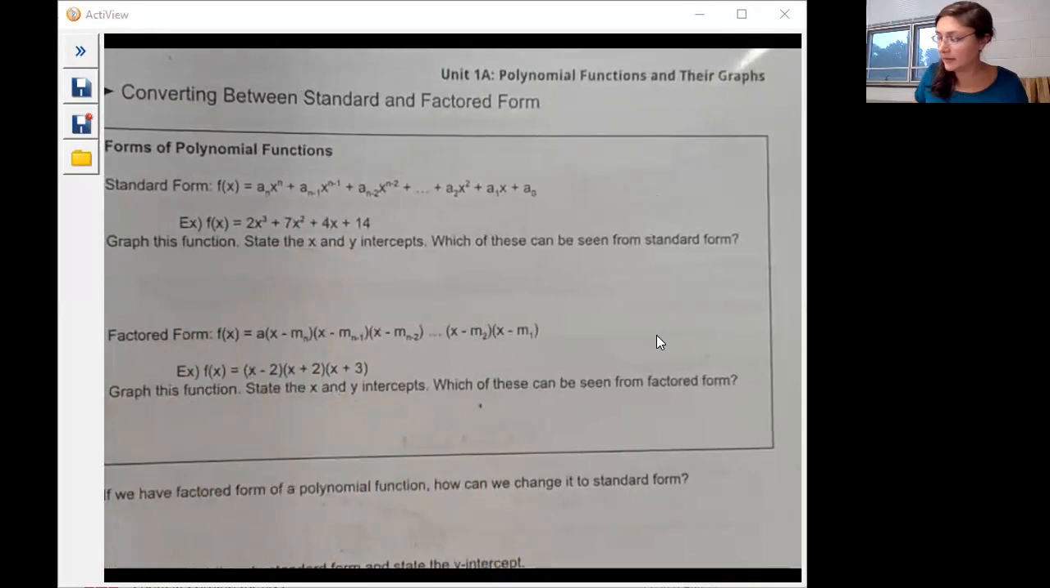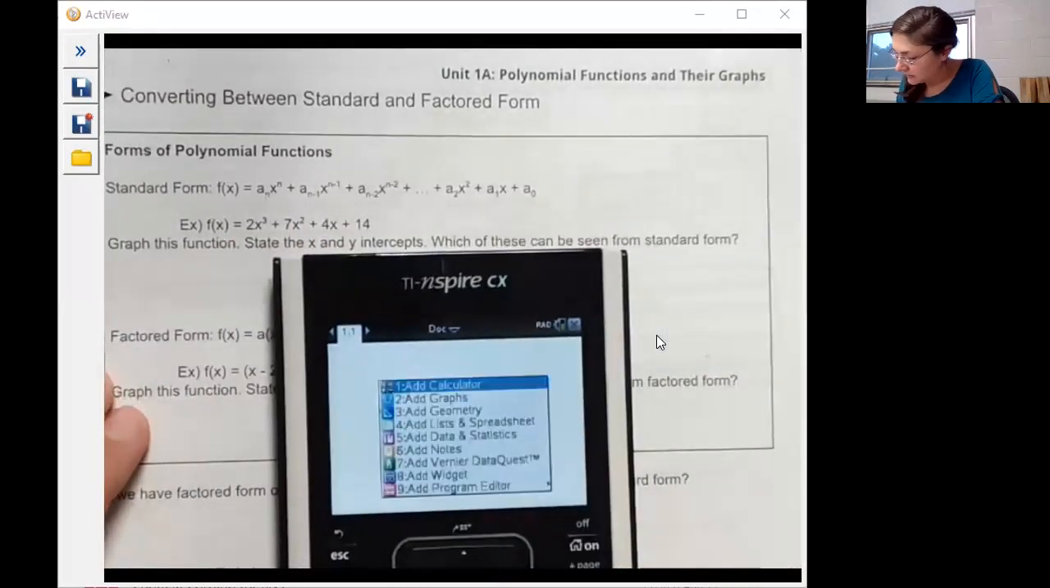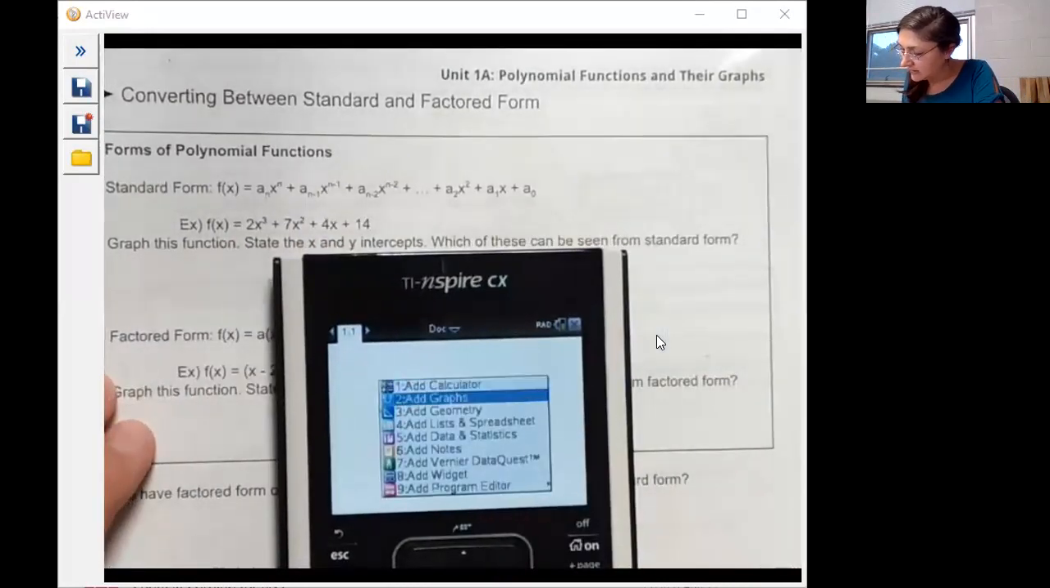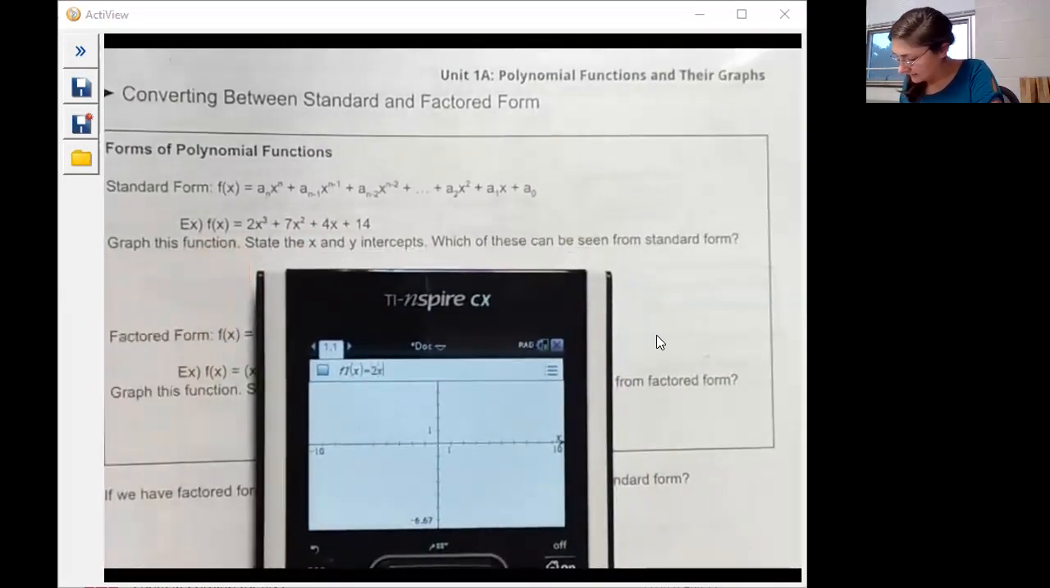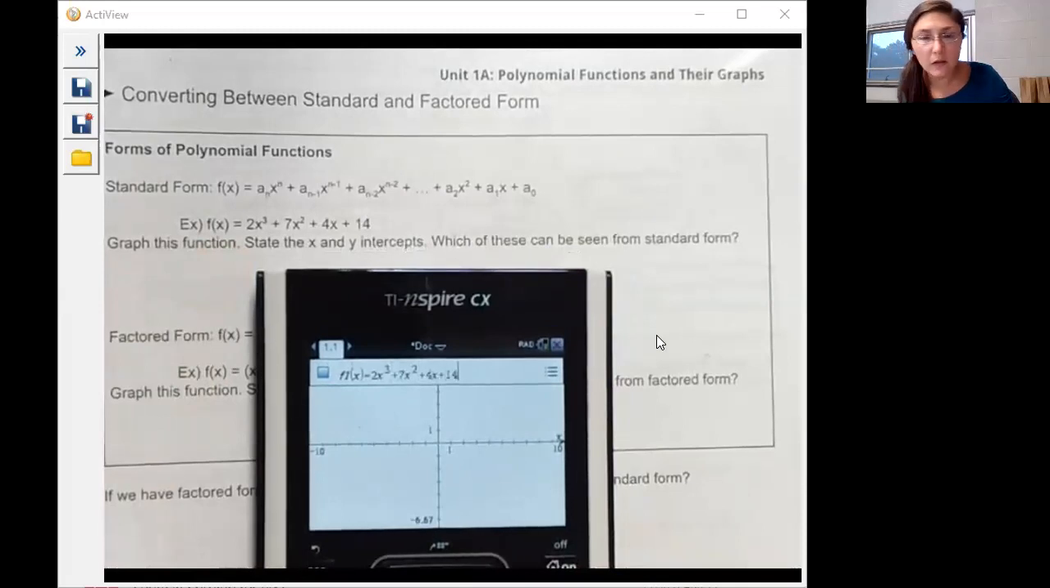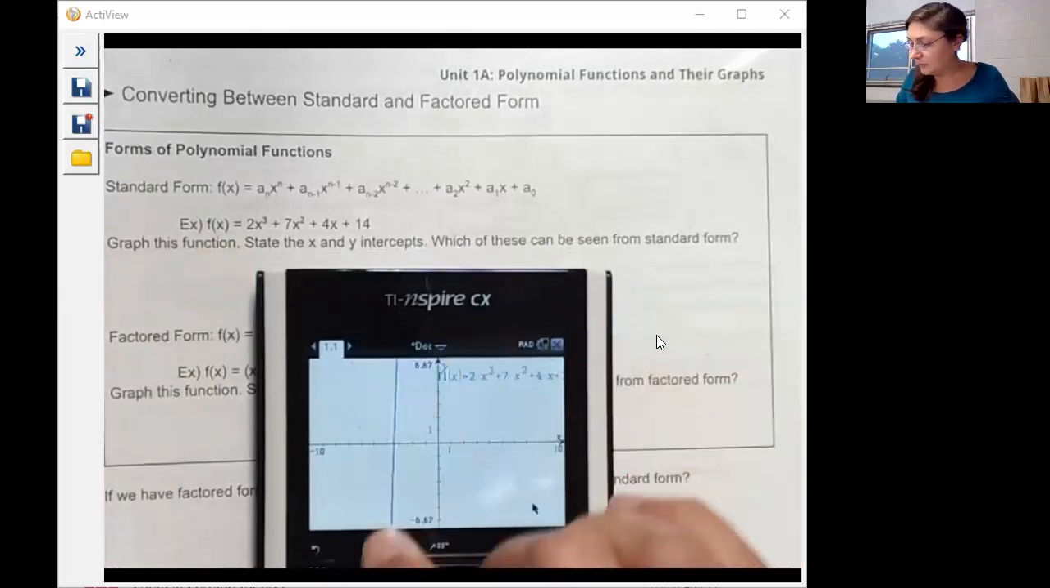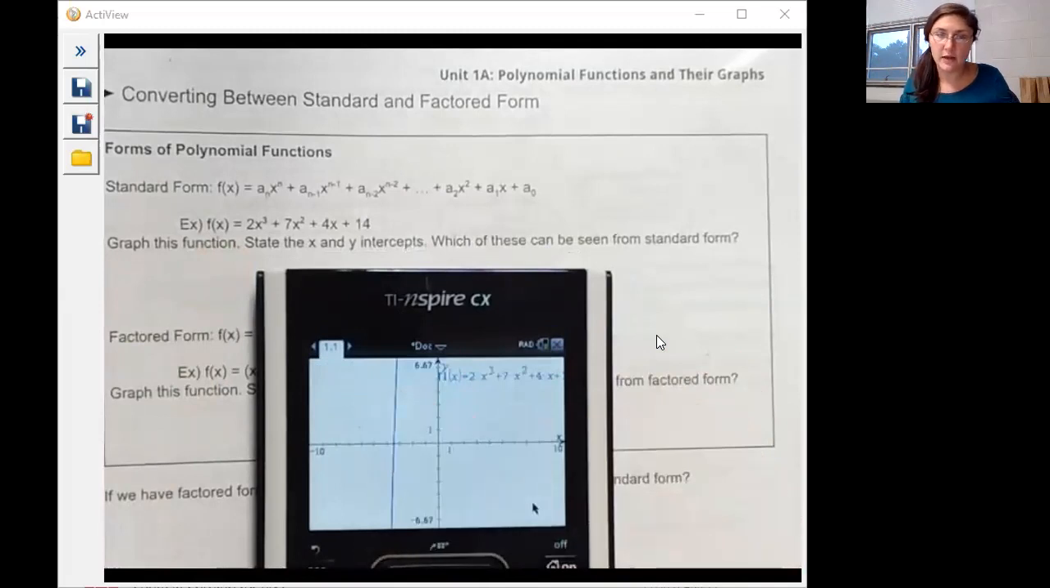So on my calculator, I'm going to add a graph page, and I'm just going to graph this function. So I have 2x cubed plus 7x squared plus 4x plus 14. That all looks good, so I'm going to go ahead and hit enter. And I have just a portion of my polynomial that's shown up here.